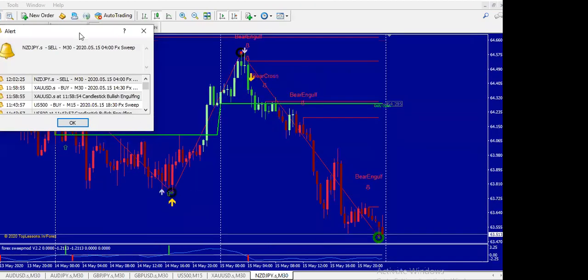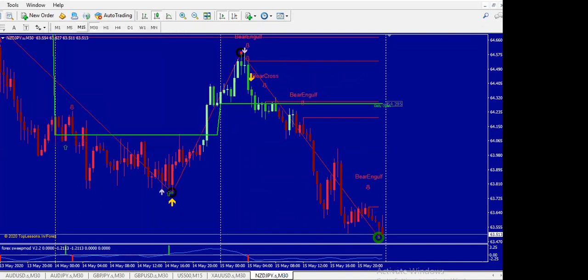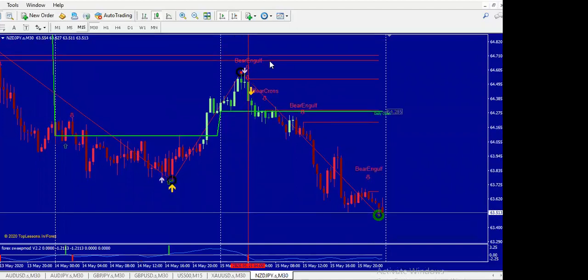So you see on the template, it comes with an alert and tells you that the last signal it found was a sell signal on the NZDJPY on 30 minutes. So if we look at that, it was right here. It was right at this point. And if you look on this software, you'll find the bearish engulfing, the bearish cross, the bearish engulfing. This was all on Friday. And so look at the entry point. It was very early.